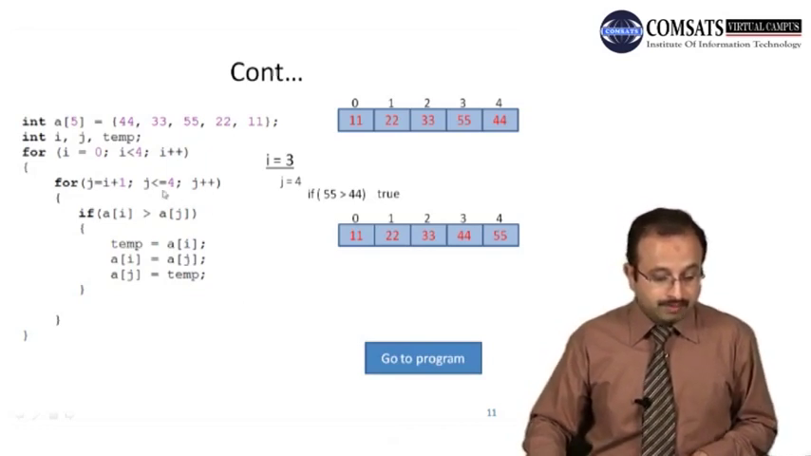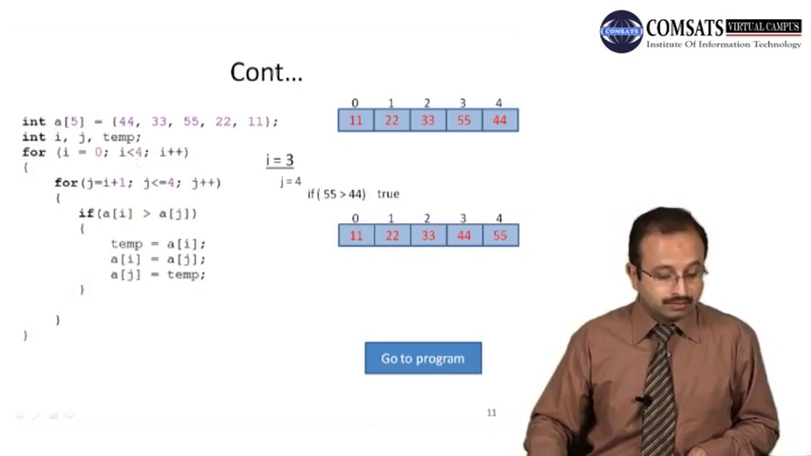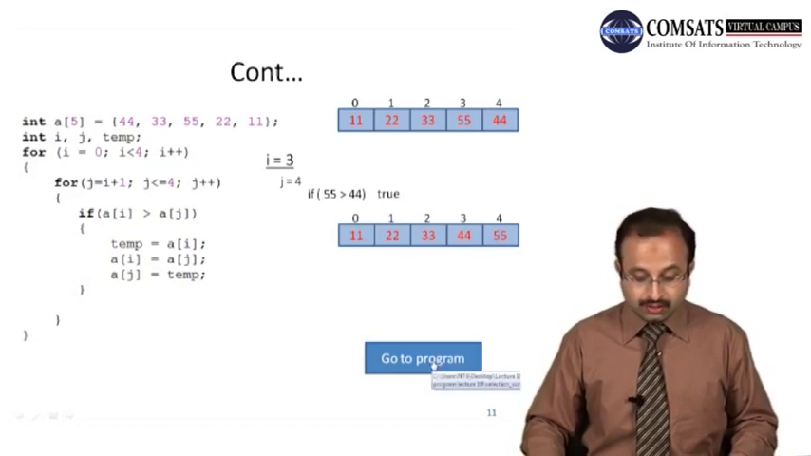The value of j is incremented, it becomes 5, the condition becomes false, it comes outside the loop and increments the outer loop counter. The outer loop counter will become 4, 4 less than 4, the condition is false, and it comes outside the for loop. Now the array is sorted. Let's go and see the program.